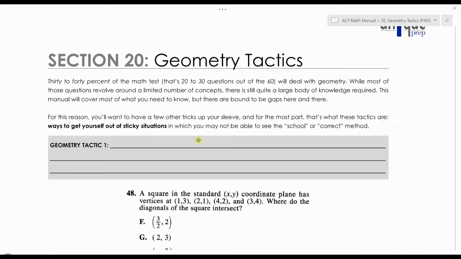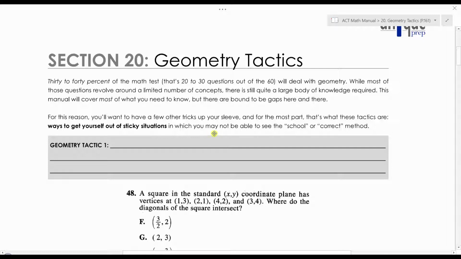The tricky thing about geometry for most students on the ACT is that, number one, a lot of this material was covered a few years ago in 8th or 9th grade, so some of it is rusty. Number two, there is quite a bit of knowledge and material that was covered in geometry, all those proofs and theorems and shapes and formulas and all that stuff. So the geometry can be tough for that reason. There's a large body of knowledge required.